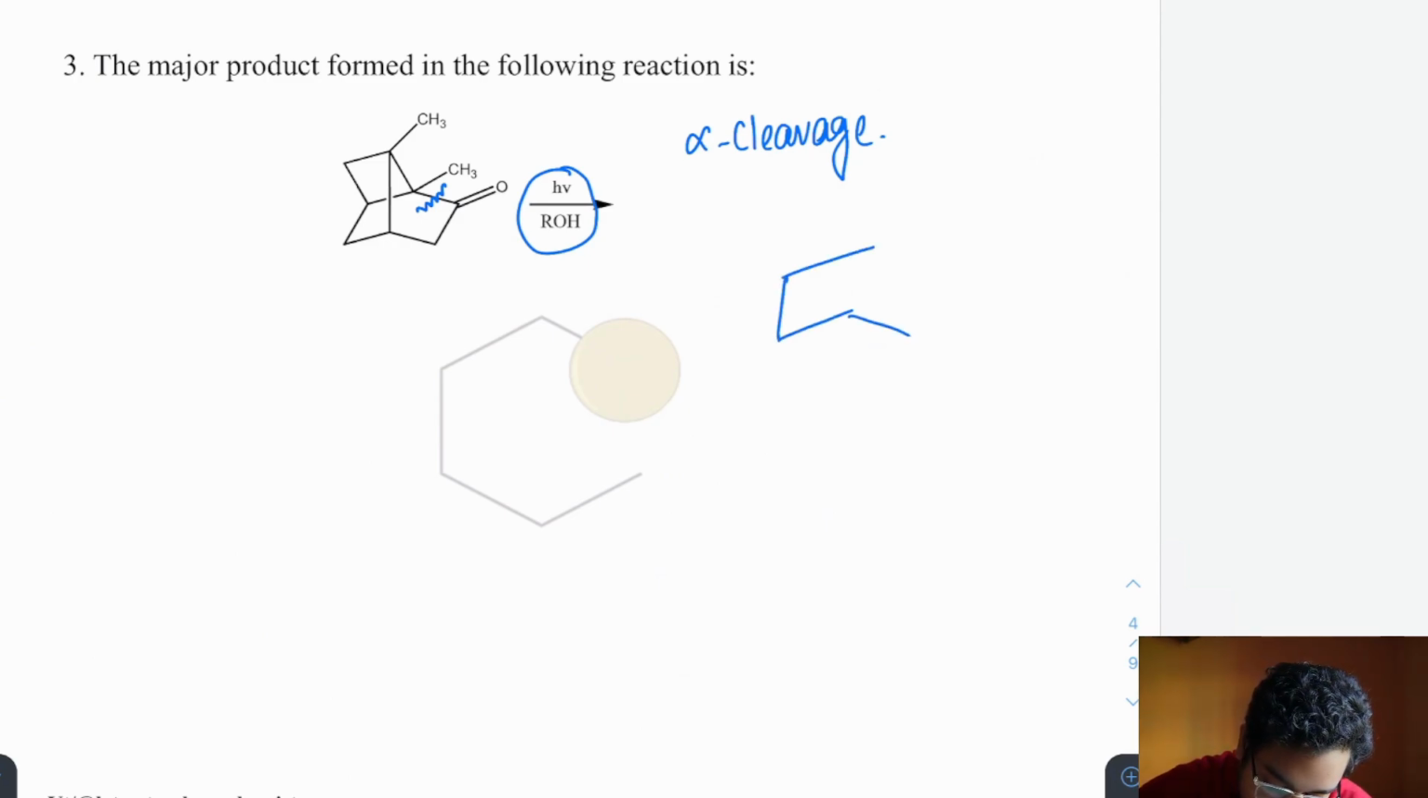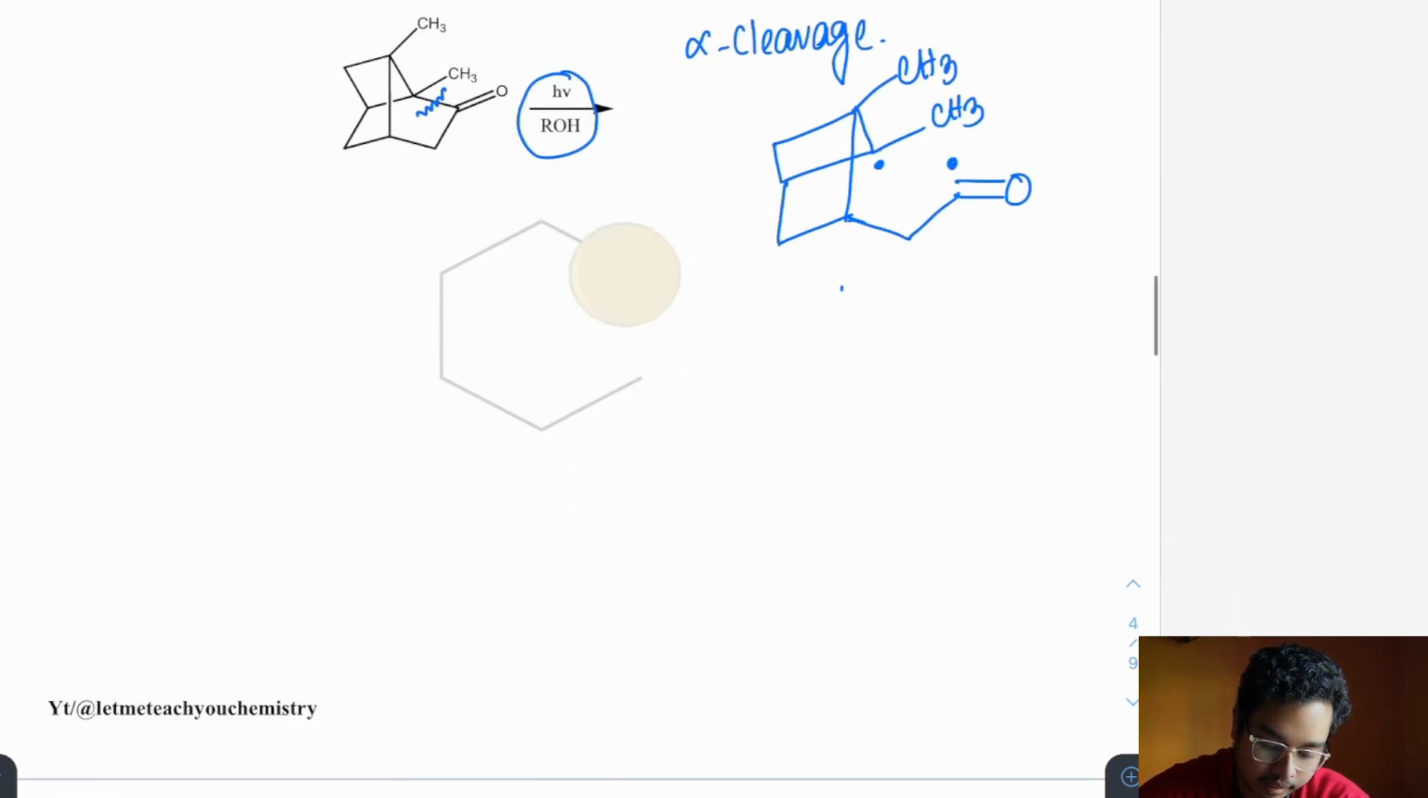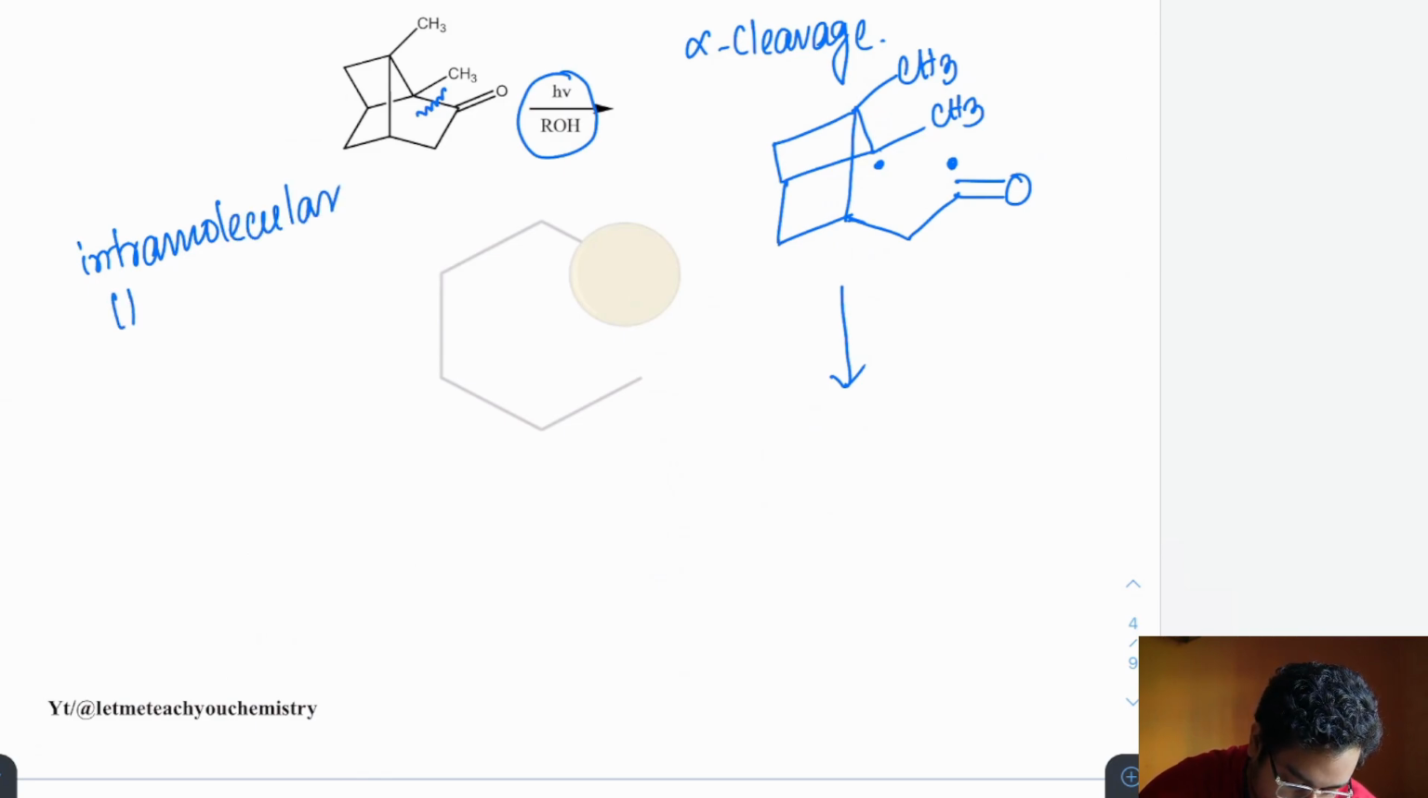So this bond will not be there now. Now it will be CH3, CH3, and here one radical is there. Since it is in an ROH solvent, decarbonylation does not take place. That means intramolecular hydrogen abstraction takes place.